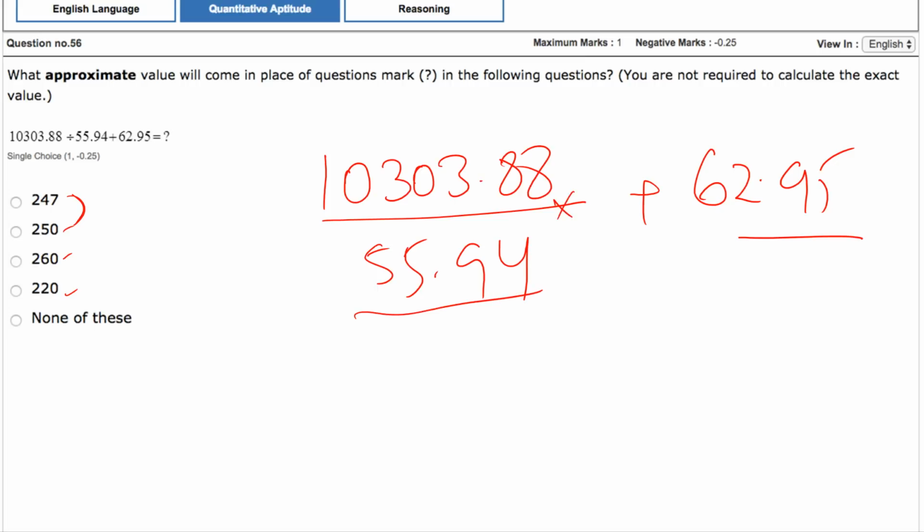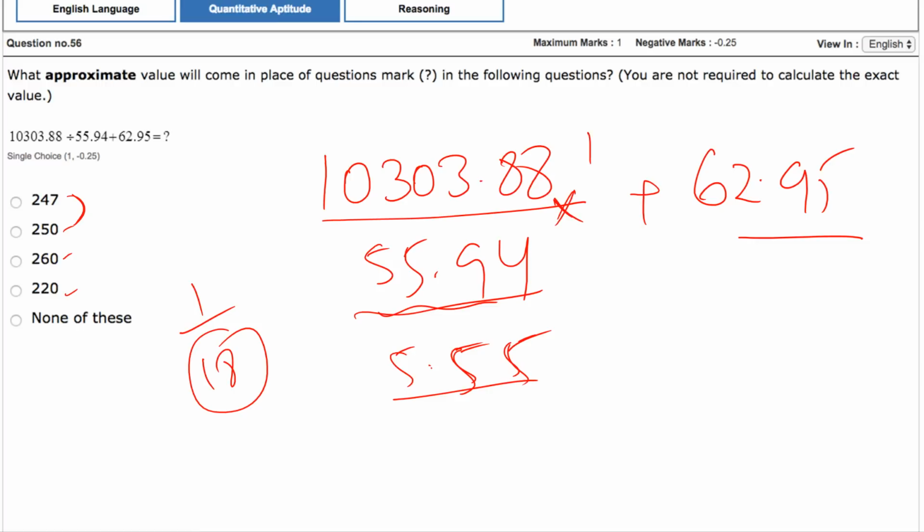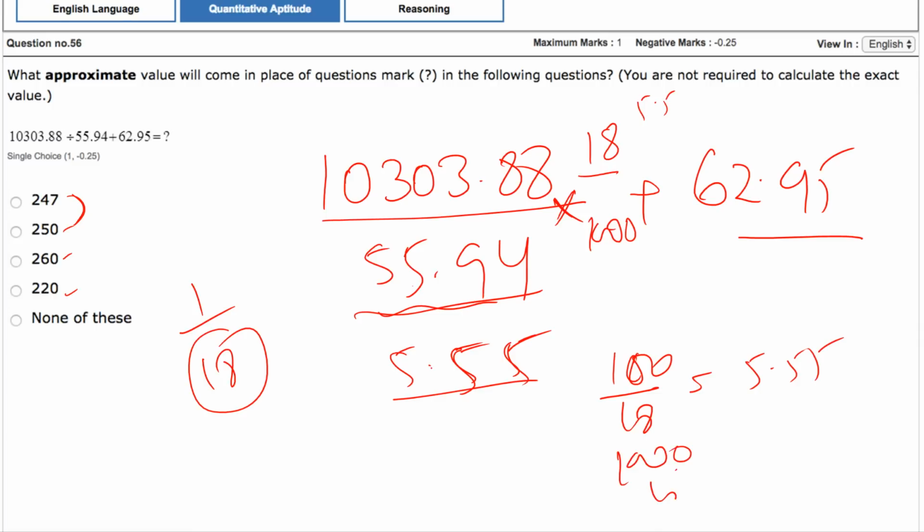This one kindly reminds me of my Super 555. Remember that the inverse of 18 is 5.55. So if I multiply this by 18 by 100, or in fact here it will be 55, so this will be 18 by 1000. 18 by 100 will be 5.55, right? So if it was 100 upon 18, this is what we have learned, 5.55. Now if this is 1000 by 18, this will be 55.55.